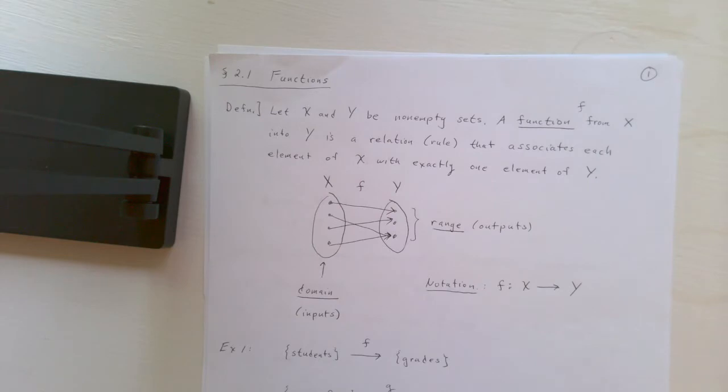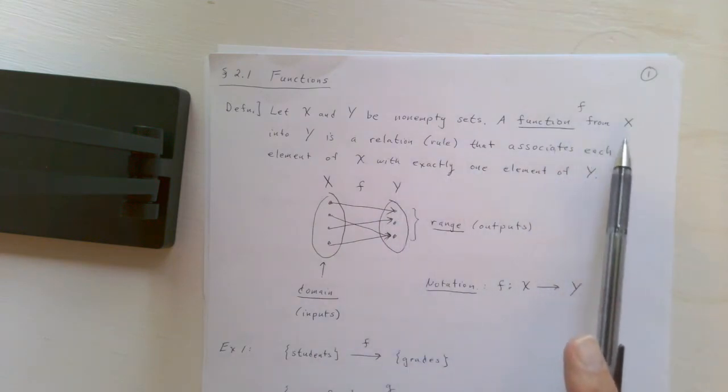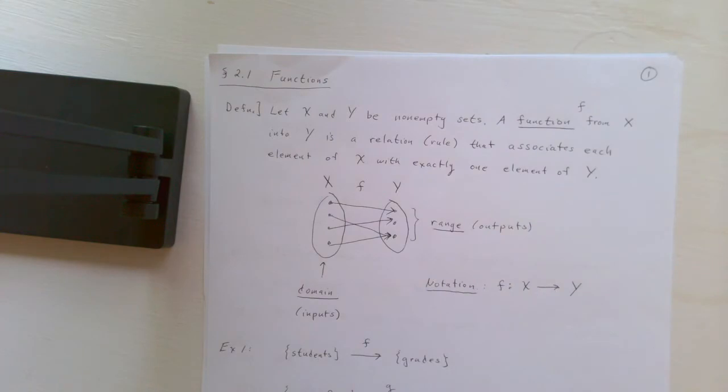All you need are two sets and a rule or a relation that assigns an element in one set to a unique element in another set. And that's what this definition says. It says if x and y are non-empty sets, a function f from x into y is a relation or a rule that associates each element of x with exactly one element of y.